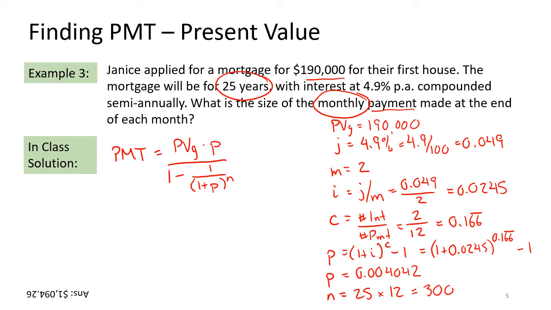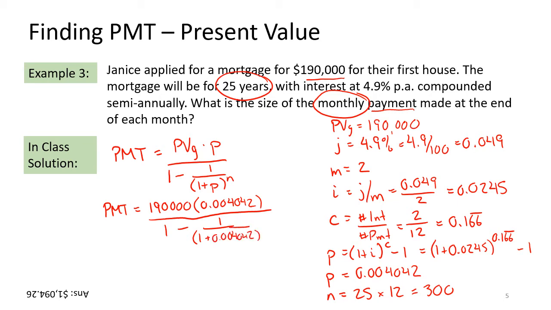Again, substituting all of these values in, your payment is equal to 190,000 times 0.004042 divided by 1 minus 1 divided by, and then it's 1 plus 0.004042, and that's the exponent 300.